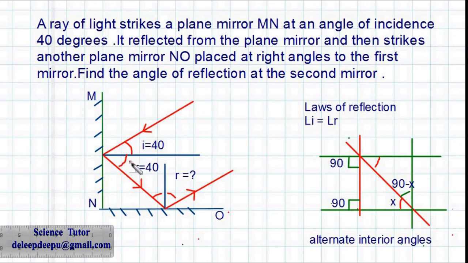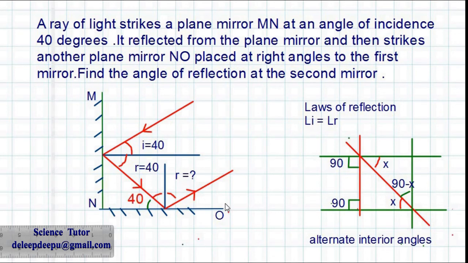Then you look at this picture. This angle is r equal to 40 and the down angle must be 40. Why? These are alternate interior angles. So we got one more angle. This angle is equal to 40. So this angle is also 40. So we can mark that angle as 40.